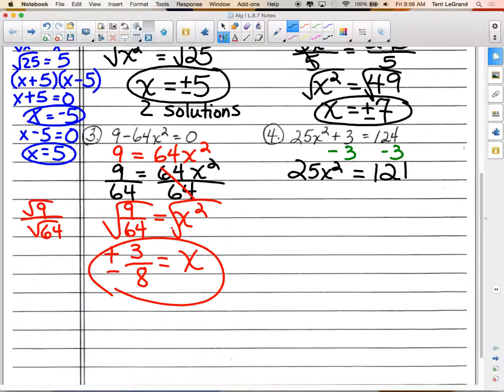Divide by 25. Now, I'm going to show you a different way. When they're both perfect squares, is 25x squared a perfect square? Yes. Is 121 a perfect square? Yes. So instead of us dividing by the a, when they're both perfect squares, hear that, very plain and clear, you can go right to this.